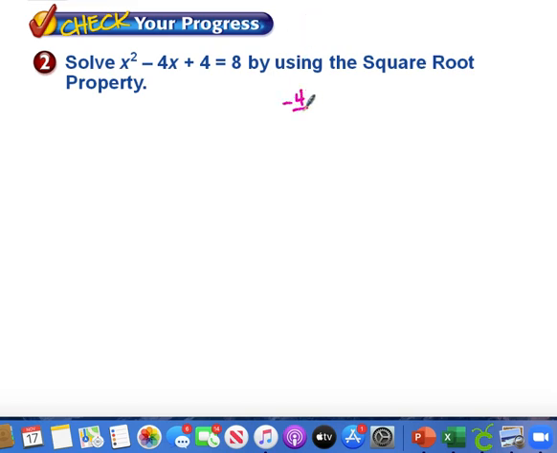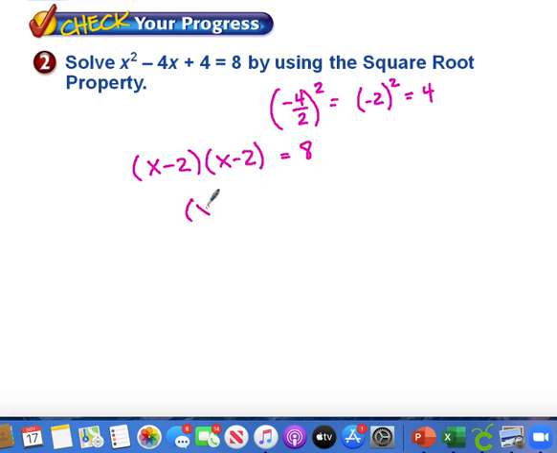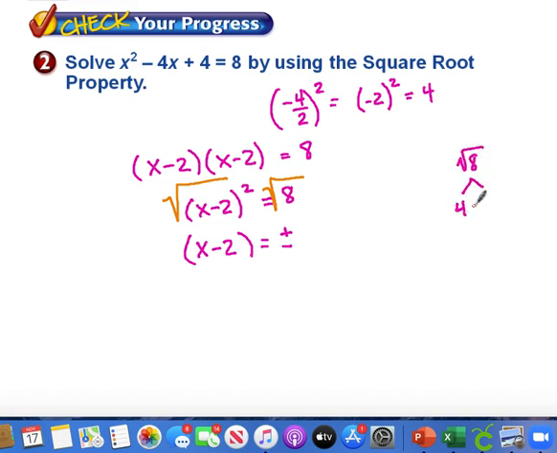So I verify again, negative 4 divided by 2 is negative 2, and negative 2 squared is 4. So that means that the factors of this have to be x minus 2 and x minus 2. That's going to give me x minus 2 squared is equal to 8. Now I can utilize the square root property. That will give me x minus 2 equals positive or negative. Now I'll have to go ahead and factor 8. And that's going to factor into 4 and 2.